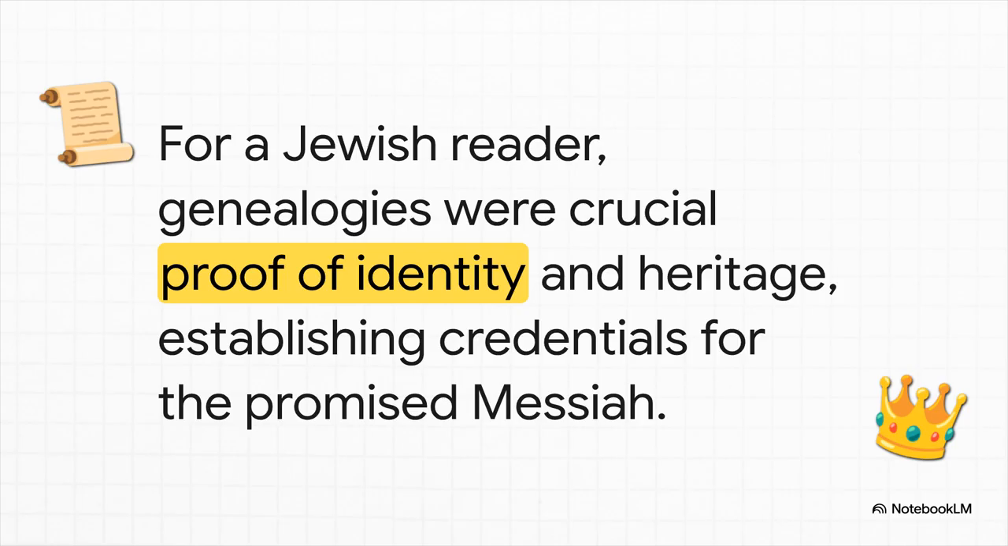So Matthew's very first sentence is, "A record of the genealogy of Jesus Christ, the son of David, the son of Abraham." Boom. Right away, he's checking the two most important boxes for anyone claiming to be the Messiah.